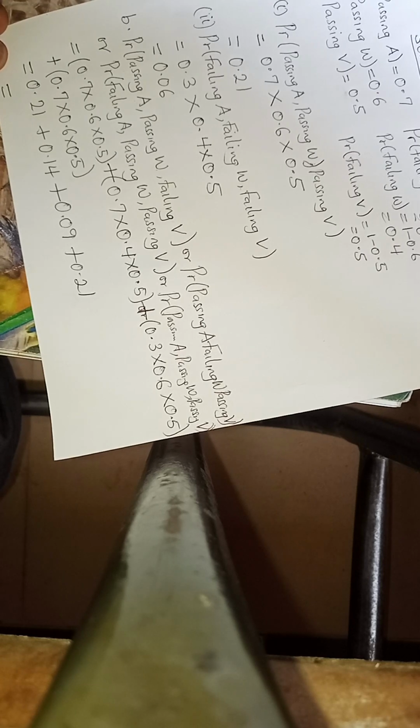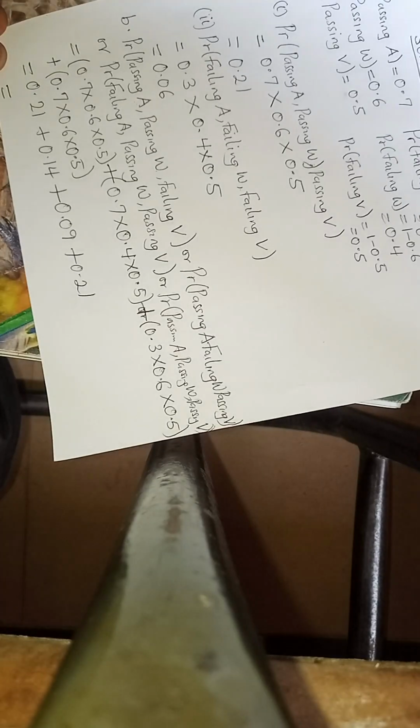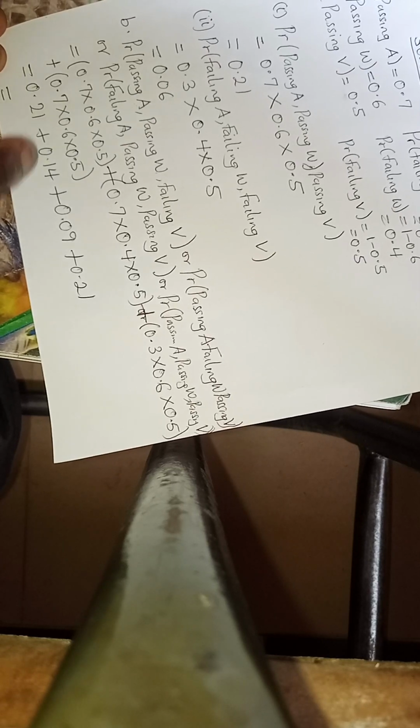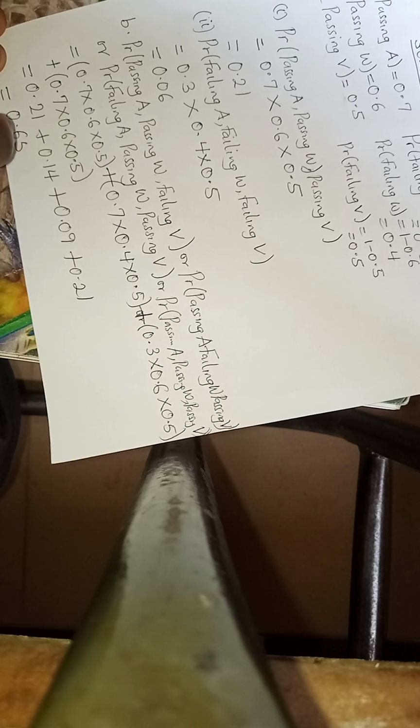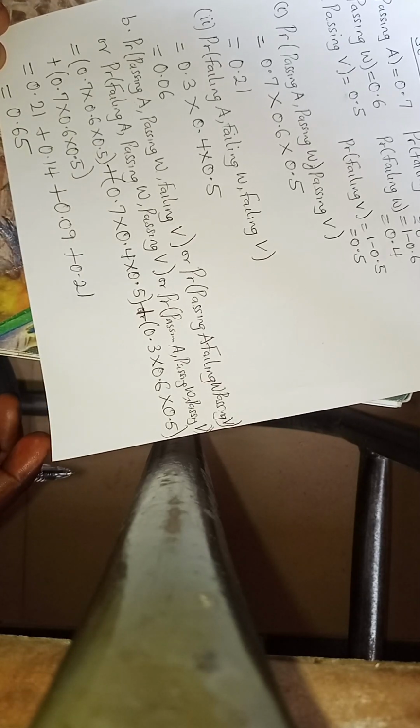So when I add up these numbers, we have 0.21 plus 0.14 plus 0.09 plus 0.21, that gives 0.65. So that is the probability of him passing at least two of the tests.